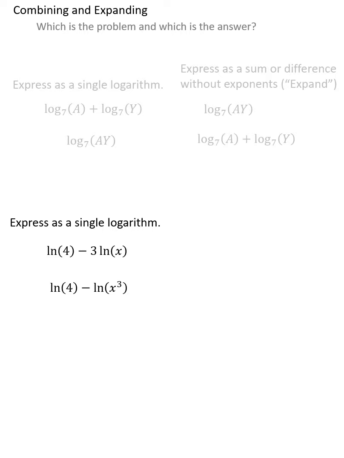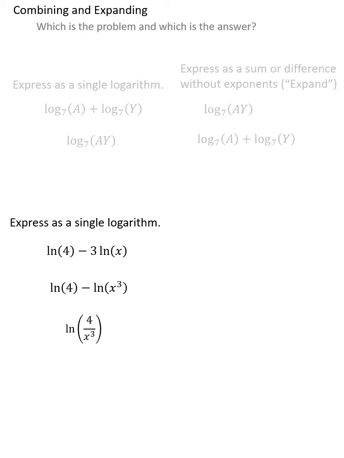And now that I've done the multiplication, let's do the subtraction. Well, how do we subtract logarithms? We use the difference rule by taking the quotient 4 over x cubed as the argument of our new logarithm. So what have we done here? We've taken an expression with two logarithms, and we've used the order of operations along with the logarithm rules to condense or combine this into a single logarithm.